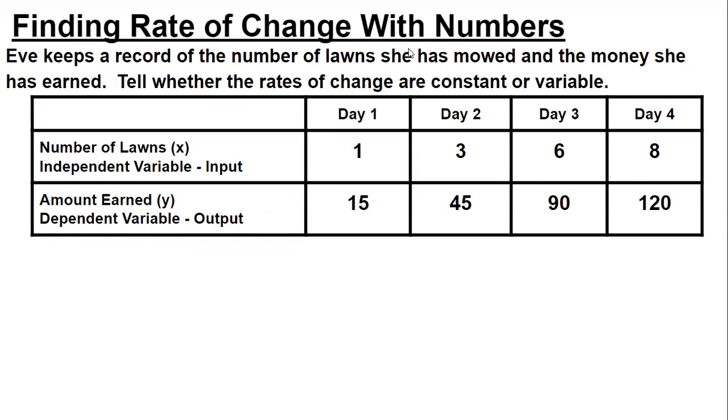We have a table that we've made from this word problem. So the number of lawns is going to be our x value. That's our input, our independent variable. And the amount she earned is our dependent variable. That's our output. So if she mows more lawns, she'll make more money. So that's why amount earned is dependent upon the lawns that she mows. So you see we have day 1, day 2, day 3, and day 4 there, and then the amount that she earns each day.